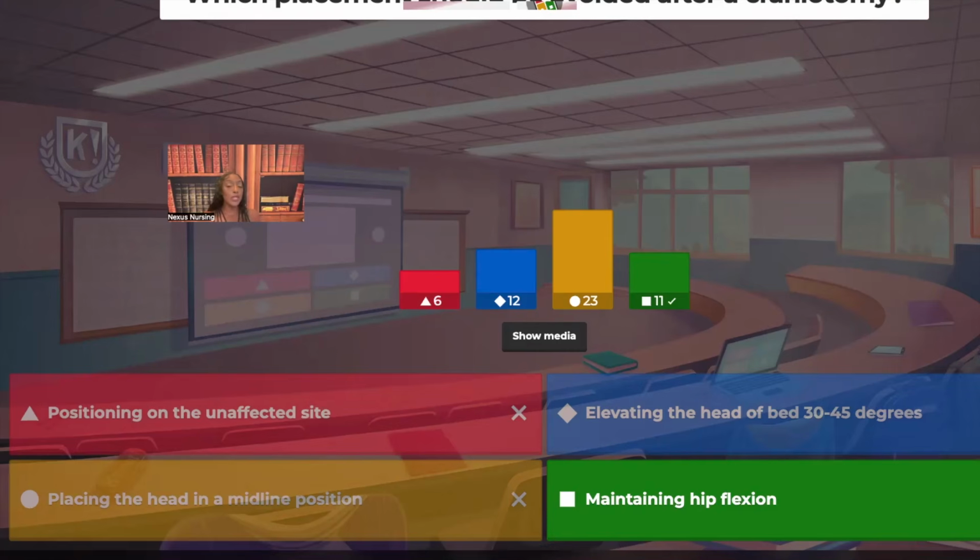So the correct answer is maintaining hip flexion because the question is which placement should be avoided after a craniotomy? What is hip flexion? So hip flexion is basically if the patient's knees are coming up to their face, their hips are being flexed. We don't want their knees going up to their face. That increases intracranial pressure. We want their knees down flat. Okay?